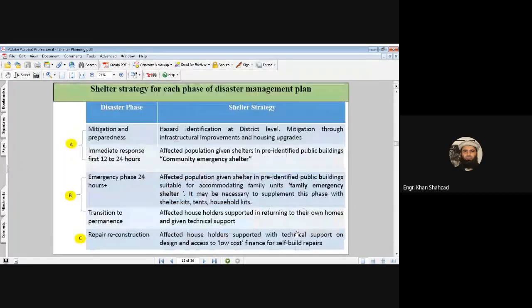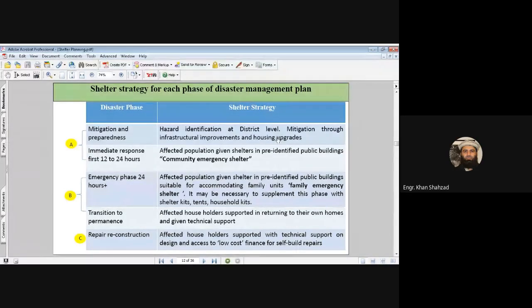Okay, so shelter strategy for each phase of disaster management plan. We have A, B, and C. This is the disaster phase, and this is the shelter strategy. In each and every phase, you have to adopt a different strategy, like the mitigation and preparedness. You are in such a phase that you are trying to mitigate and get prepared. In this case, you have to know about the hazard. You have to identify the hazard at district level. Mitigation through infrastructural improvement and housing upgradation or housing rehabilitation.